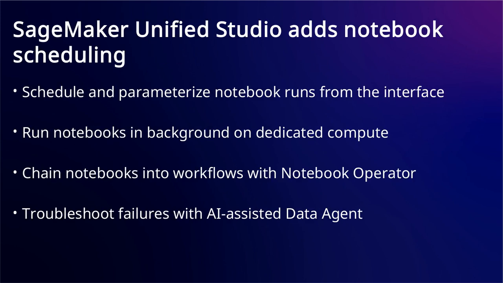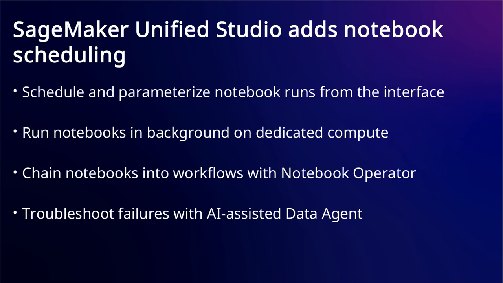Moving notebooks from experimentation to production requires orchestrating recurring workloads like daily reports, data quality checks, and model retraining, but managing external orchestration infrastructure adds complexity. You can now schedule and parameterize notebook runs directly from the SageMaker Unified Studio interface without external tools. You can trigger on-demand background runs on dedicated compute without interrupting your interactive sessions and create scheduled or recurring runs. With parameterization, you can reuse a single notebook across different inputs by defining parameters and overriding values per run.